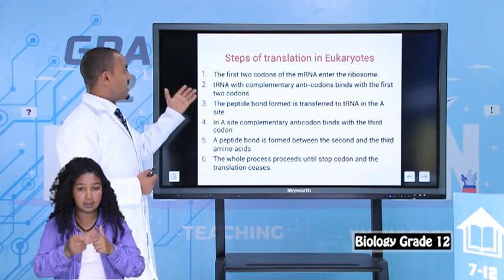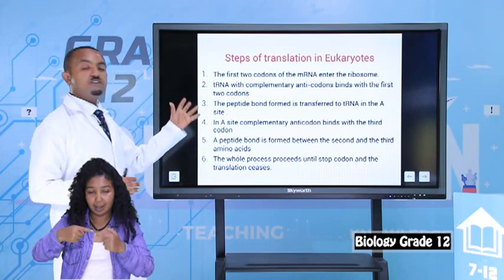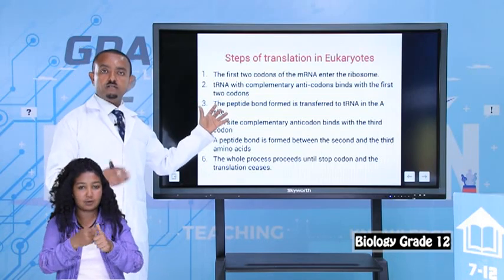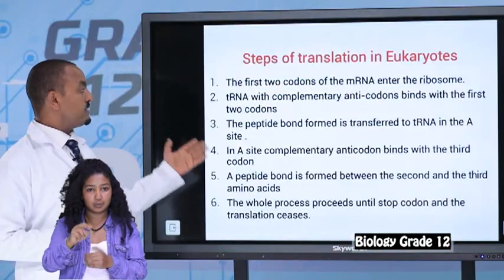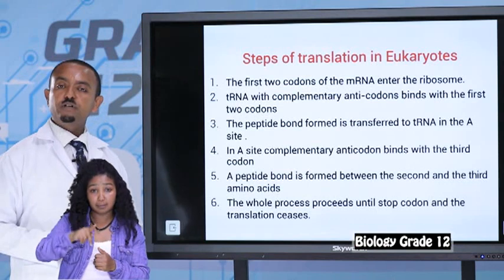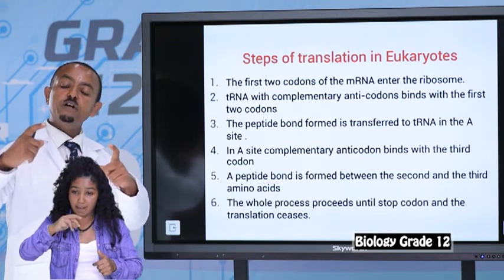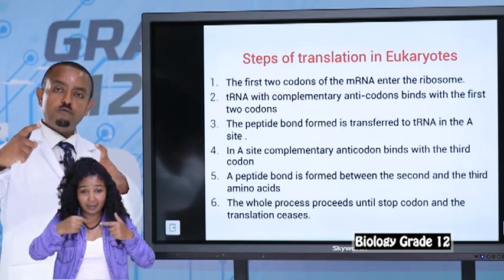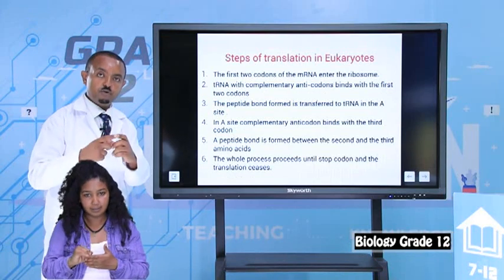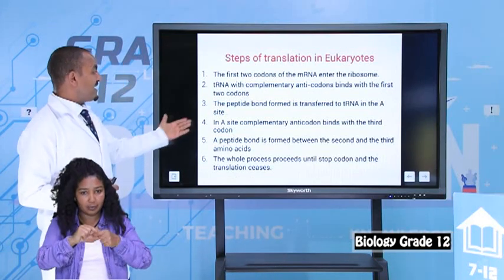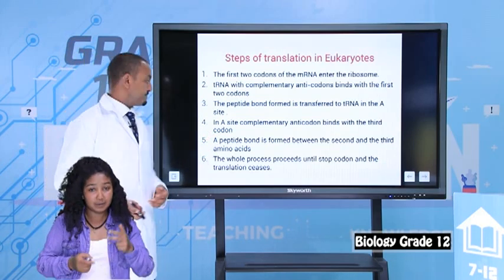Then this tRNA with complementary anticodons binds with the first codons that have entered the ribosome. Then the peptide bond is formed between the first 2 codons of mRNA and the first 2 anticodons of tRNA. There is peptide bond formation. After that, in the A site, a complementary anticodon binds with the 3rd codon.